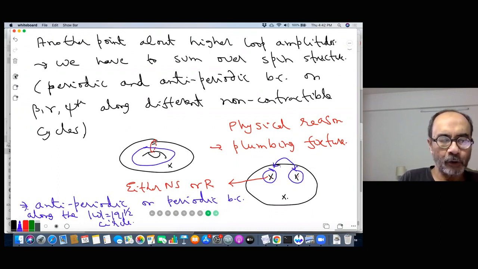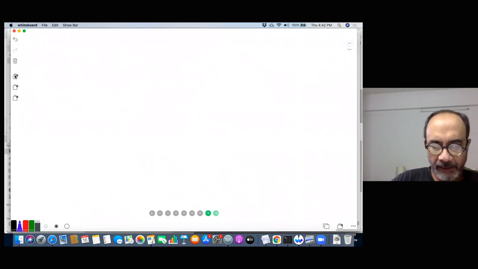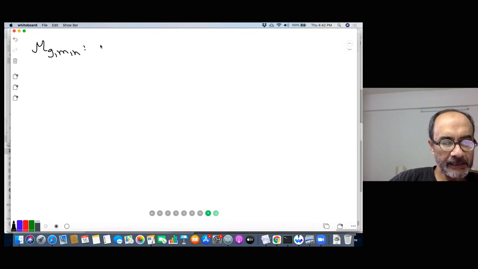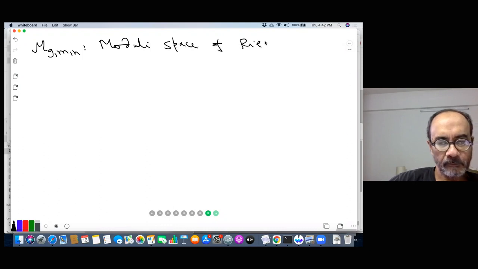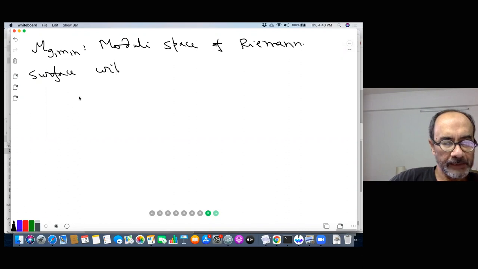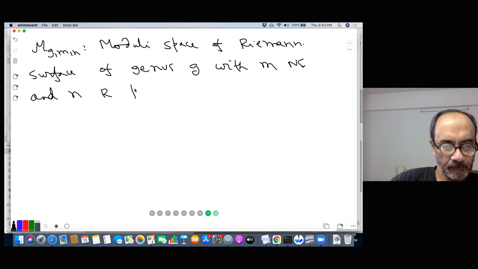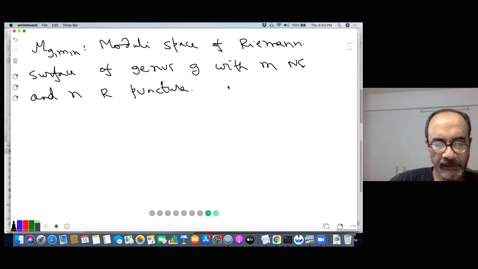In the following, I'm not going to write down the sum over spin structure explicitly, but let me just say where it will be encoded. We'll define M_{g,m,n} as the moduli space of Riemann surfaces of genus g with m NS and n Ramond punctures. Now, if you are dealing with type II, then you have to have four labels, because there are NS-NS, NS-R, R-NS, and R-R. So that's why heterotic is simpler to write.